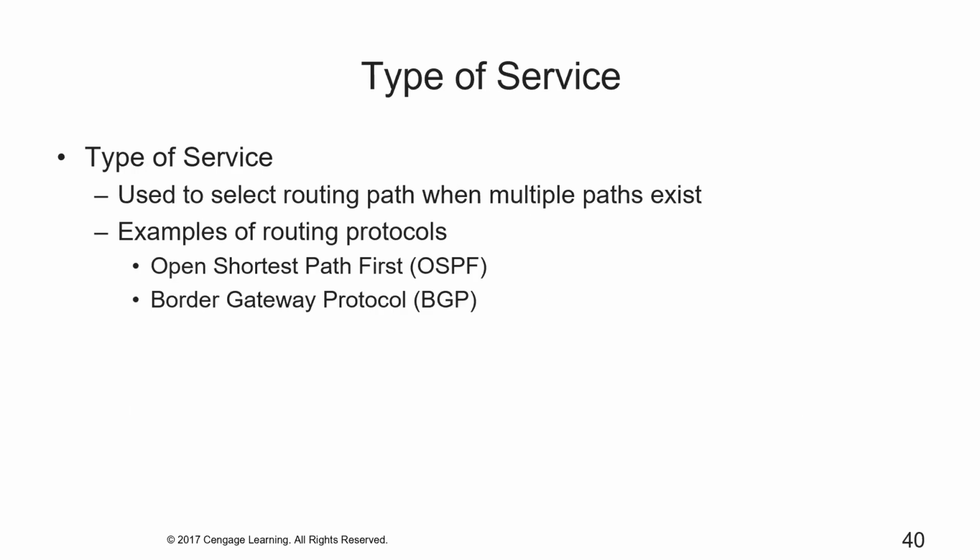And then the type of service. It's used to select the routing path when you have multiple paths. So examples of routing protocols are Open Shortest Path First, or OSPF, or BGP, the Border Gateway Protocol. A router has to be configured to be able to use TOS or other methods of assigning precedence. And basically, differentiated services is a method of specifying and controlling network traffic by class.